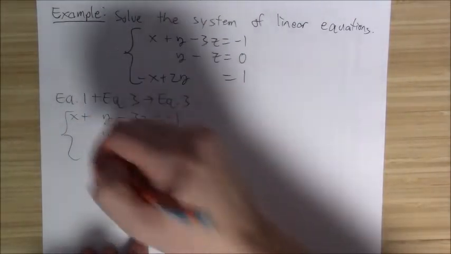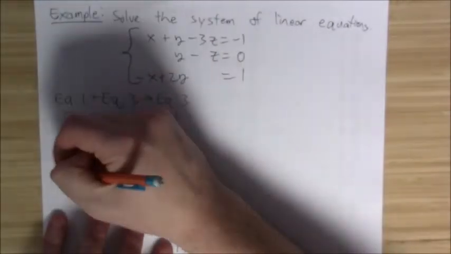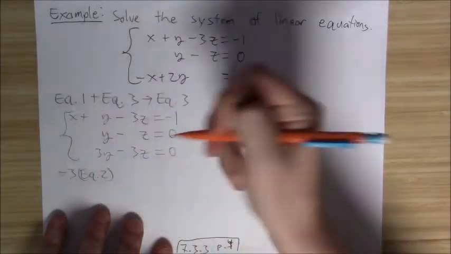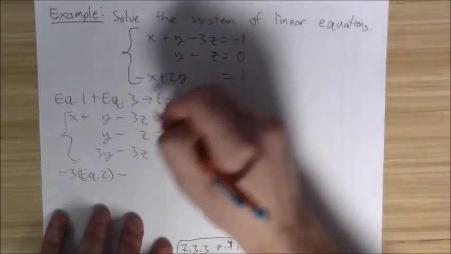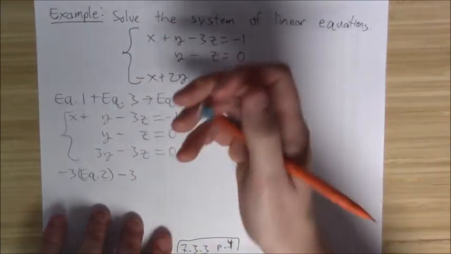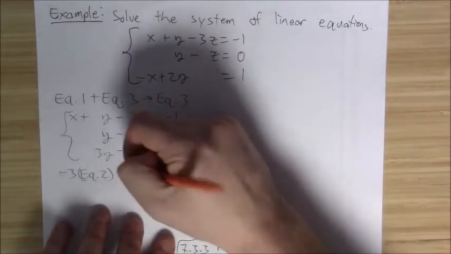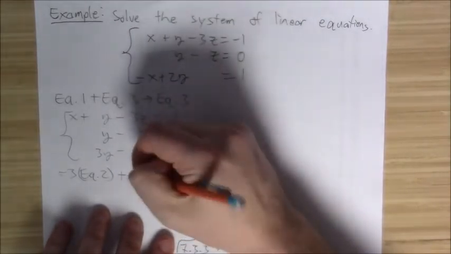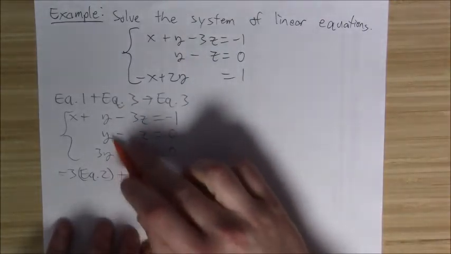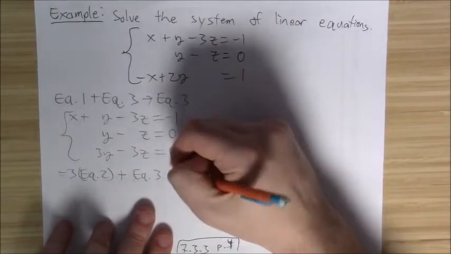Well, now if we take -3 times equation 2 and add it to 3 times equation 3, doing so we eliminate those. So we're getting a new equation 3. Sorry, I need to write that.